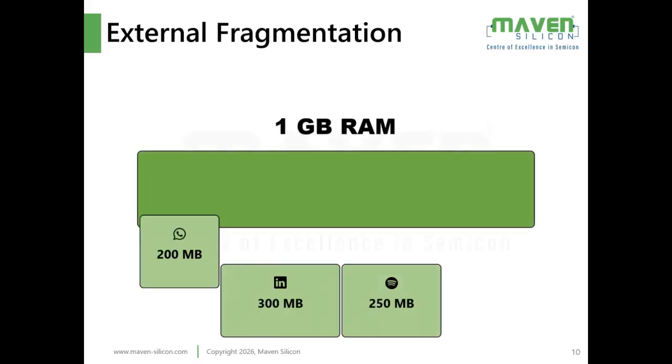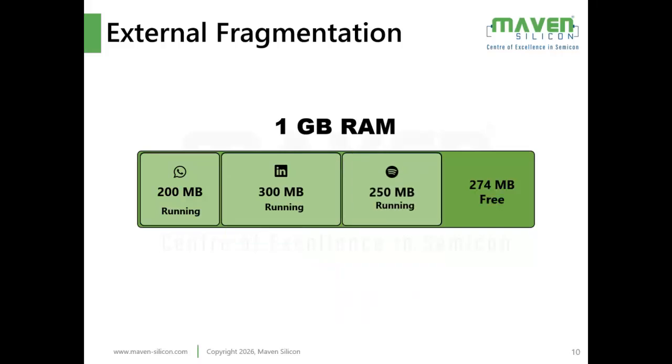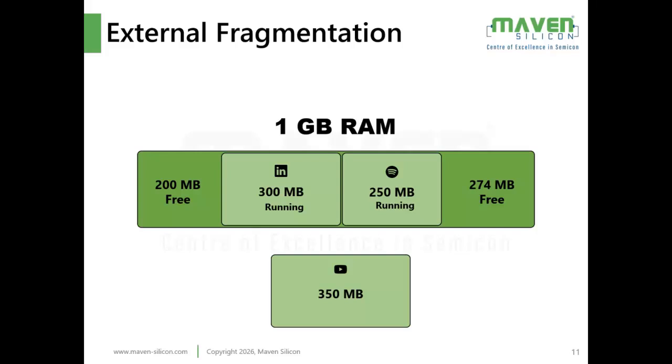Several programs are running and occupying different memory regions. When one program stops, it leaves behind a gap in the memory. This scattered pattern of free space is what causes fragmentation. Here we can see the actual problem. The system has 474 MB of total free space. However, the memory is divided into smaller blocks. Because of this, the system cannot load a program that requires 350 megabytes of continuous memory and therefore rejects it.